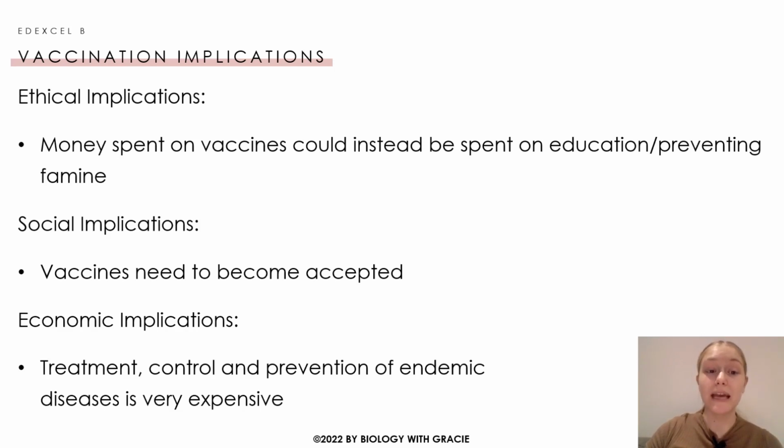There's also social implications. So vaccines do need to become accepted. Obviously, there's people who are anti-vaxxers, or people who have come up with conspiracy theories, who think that vaccines aren't good, or that they've been put out there by the government to inject us with all sorts of ridiculous things. So it is really important that these vaccines become accepted, so that more people get vaccinated, so that 80 to 90% of a population are vaccinated, so that herd immunity can occur.